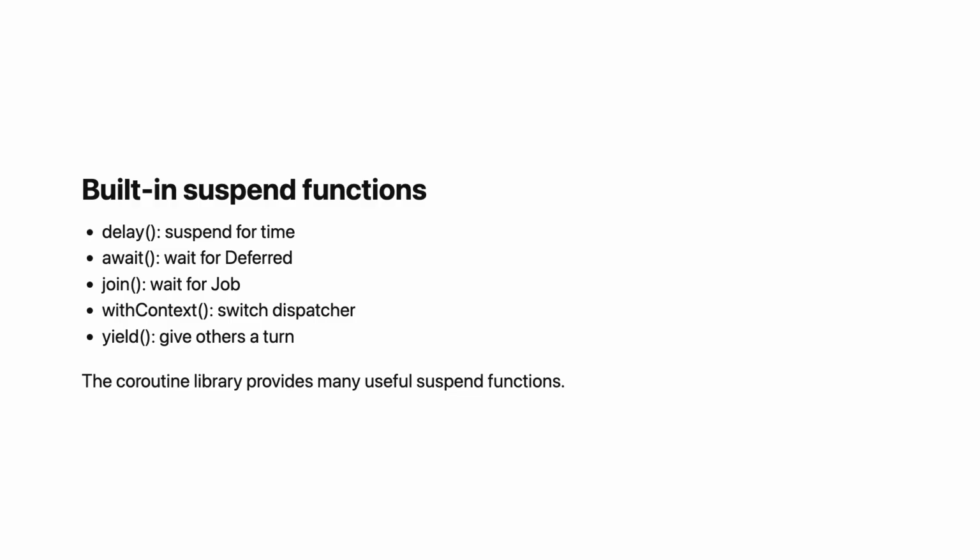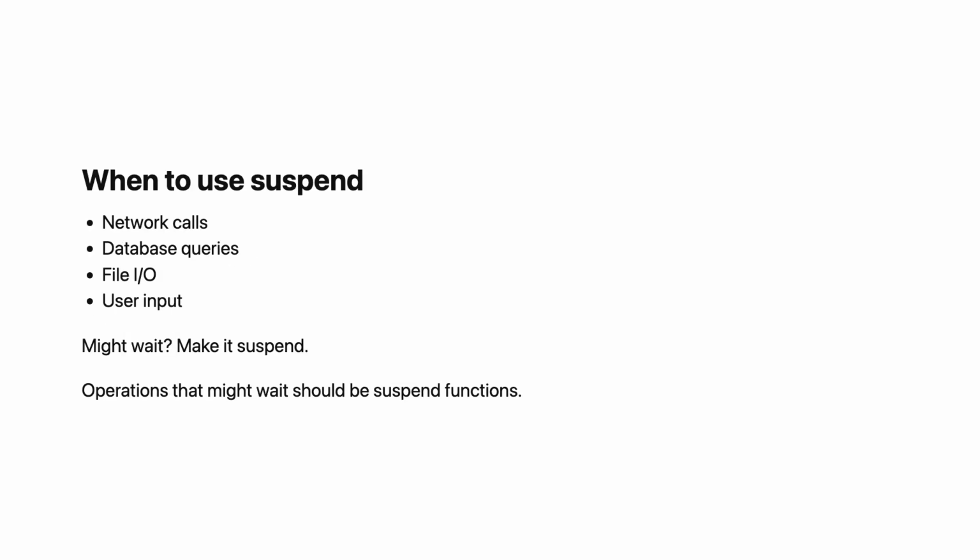The coroutine library provides many suspend functions. Delay suspends for a time. It does not block. Await suspends until a deferred completes. Join suspends until a job completes. withContext suspends while switching to a different dispatcher. Yield suspends to give other coroutines a chance to run.